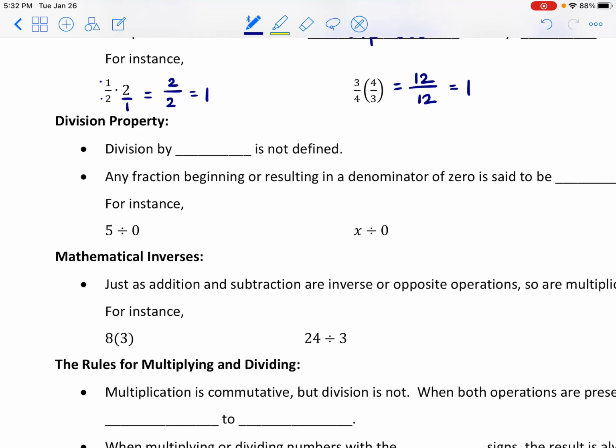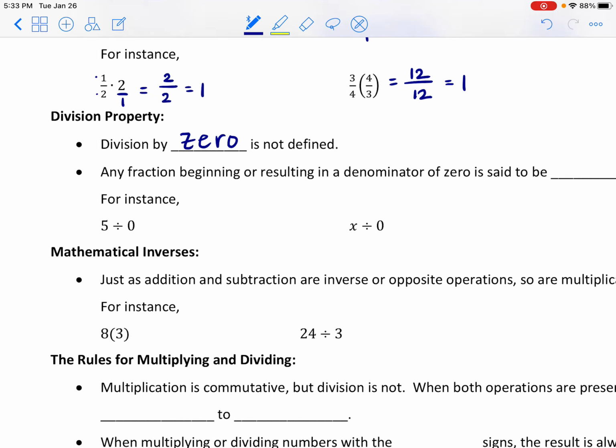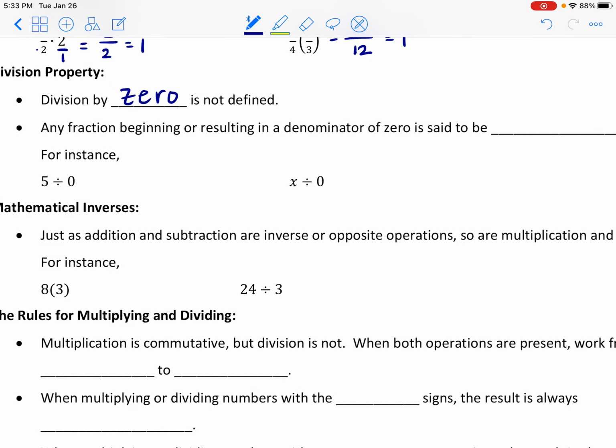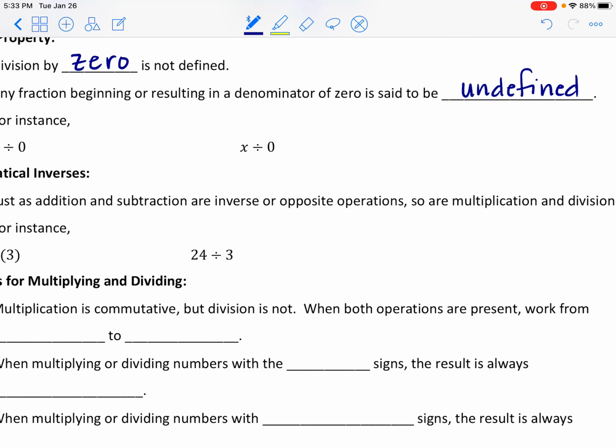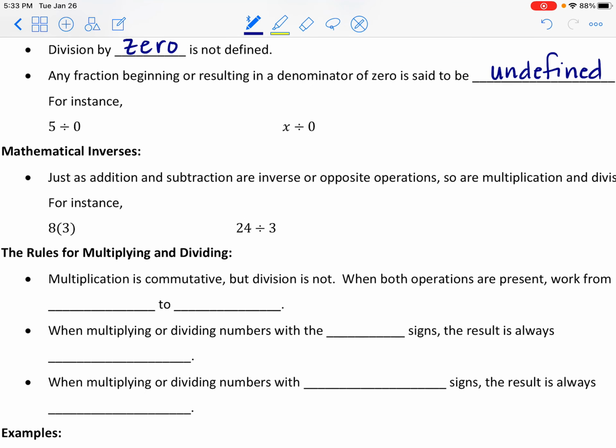Division, the only property we really need to be worried about is division by 0. Okay, division by 0 actually cannot happen. It is not defined. So any fraction that begins with a 0 in the denominator, or that results, like maybe we perform some operations and the result is a 0 in the denominator, that type of fraction is said to be undefined. We have not defined in the mathematical world division by 0. It's not something that exists or can happen.